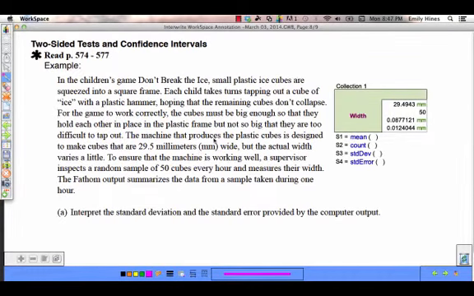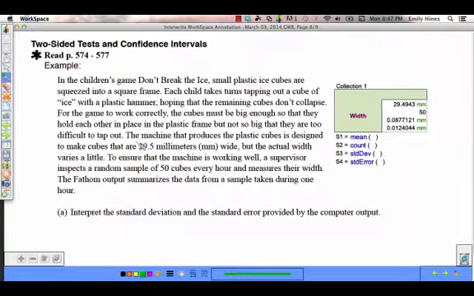Okay, so let's look at one more thing. Let's look at two-sided tests. In the children's game Don't Break the Ice, small plastic ice cubes are squeezed into a square frame, and each child takes a turn tapping out a cube of ice with a plastic hammer, hoping that the remaining cubes don't collapse. So for the game to work correctly, the cubes must be big enough so that they hold each other in place in the plastic frame, but not so big that they are too difficult to tap out.